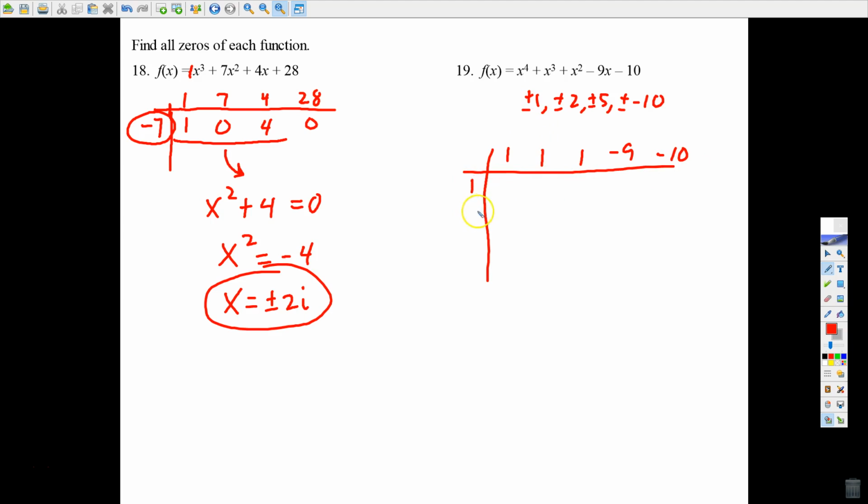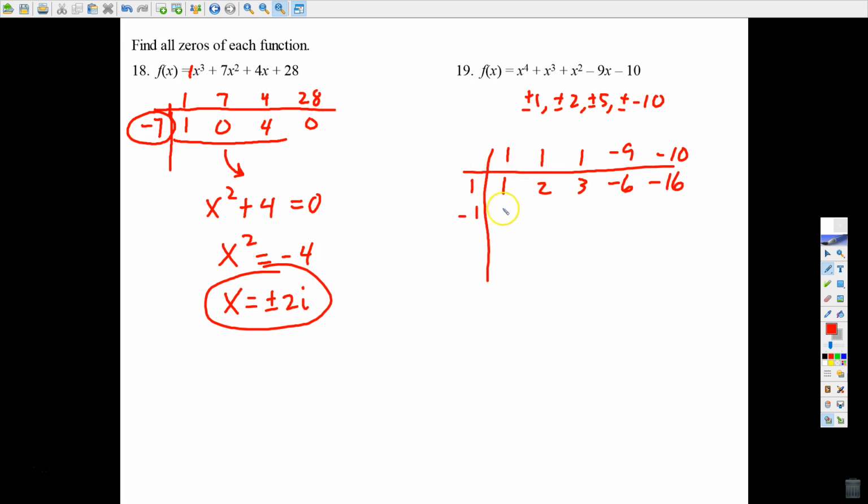And it doesn't really matter where you start. I'm just going to start with this factor 1. So let's see what we get. Bring down the 1, multiply, add. 1 plus 1 is 2. 2 plus 1 is 3. 3 multiplied plus -9 is -6. -6 plus -10 is -16. So I didn't get a 0 remainder, so 1 is not a 0.